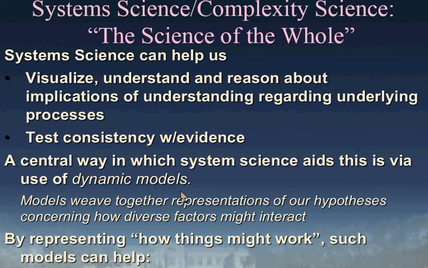So system science is what's sometimes called the science of the whole. That's certainly my term for it. And one of the key ways that it works is through the use of dynamic models. And these models depict, as the model you saw earlier, how things might work. They allow us to advance hypotheses as to how things might work. They serve as thinking tools, laboratories for refining our thinking, for checking our thinking, for falsifying our thinking. And they help us share our assumptions with others.